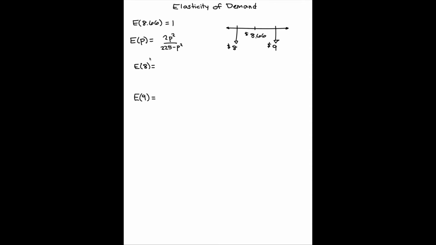This 8.66 breaks our number line up into two intervals, but we don't know whether the intervals are elastic or inelastic. We have an equation that tells us the elasticity at any price, and we know that elasticity of less than 1 means the interval is inelastic, and more than 1 is elastic. So let's just pick test points on either side of 8.66 and plug them into our elasticity formula. The elasticity at a price of $8 is 0.795, so the left side is inelastic, and the elasticity at a price of $9 is 1.125, so the right side is elastic.